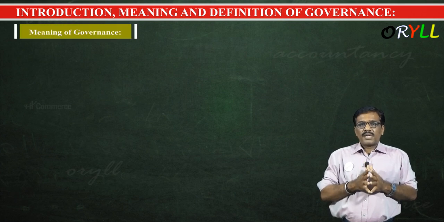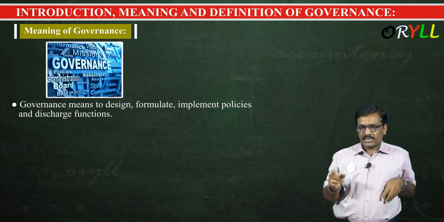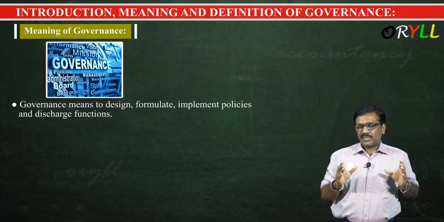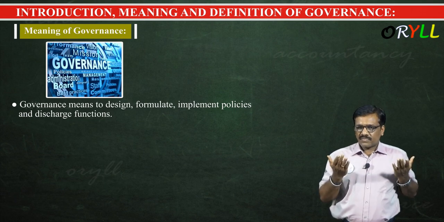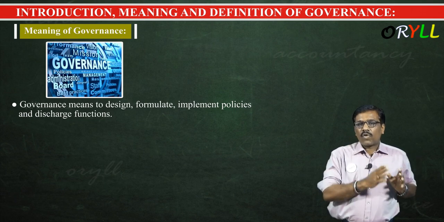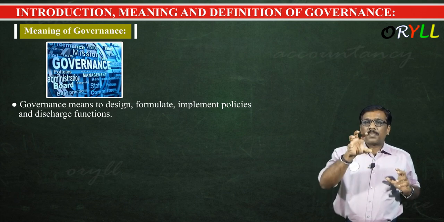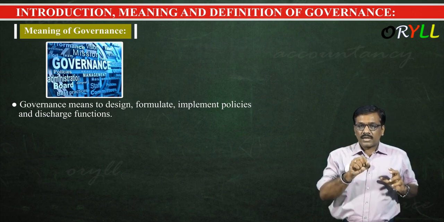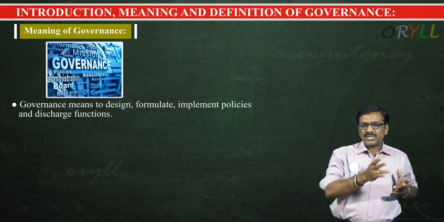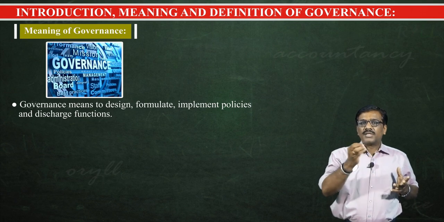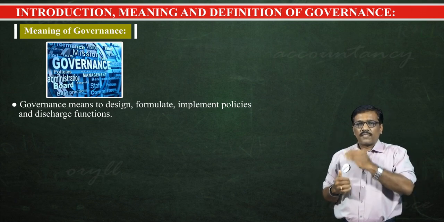Governance means to design, formulate, implement policies and discharge functions. For example, we have to increase the literacy level. For that they will design a plan and formulate a policy for a particular section, region, state, or for the whole country. Then you implement the policies by giving directions to the concerned officials, and those officials will discharge their functions. This is the process of governance.